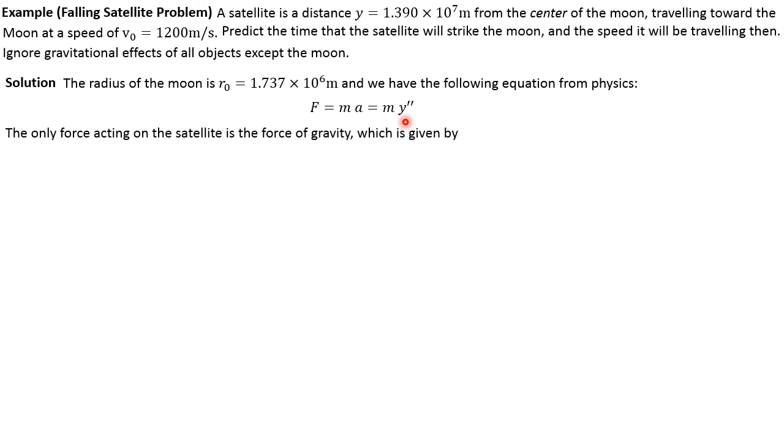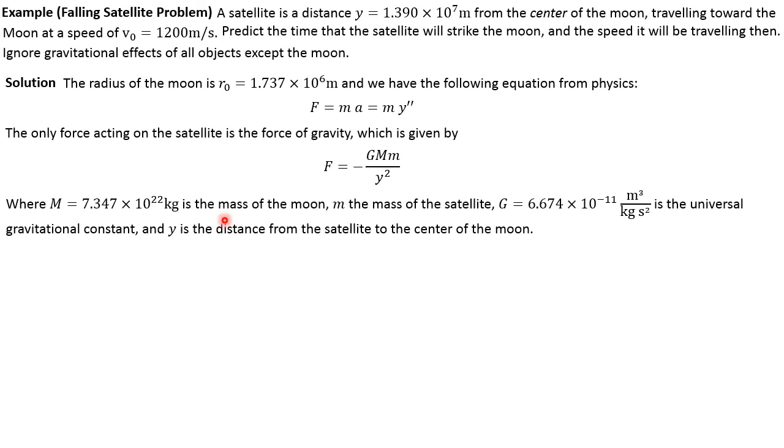Now the only force acting on the satellite is gravity, and gravity is given by one of Newton's other very famous equations. The force of gravity is equal to minus the universal gravitational constant G times the mass of the planet or larger object times the mass of the smaller object, divided by the distance that the object is from the center of the larger object squared. So you might have heard before that Newton's law of gravity is inversely proportional to the square of the distance between the two bodies.